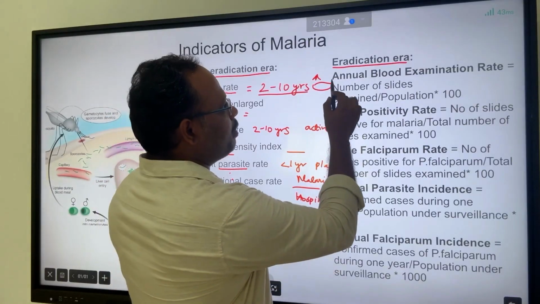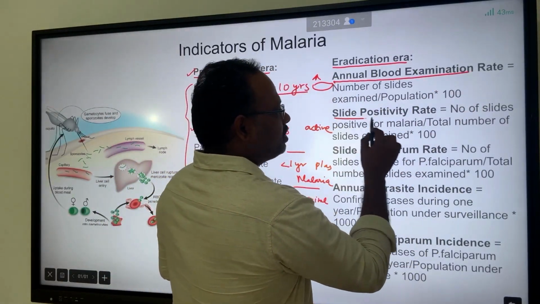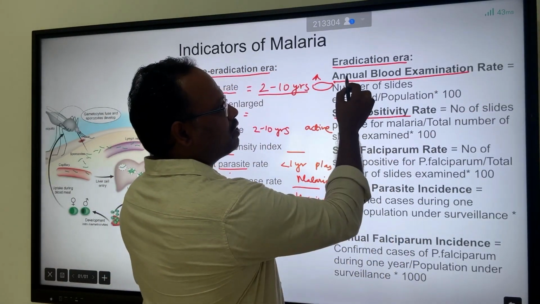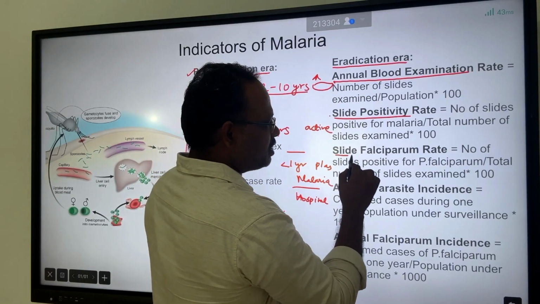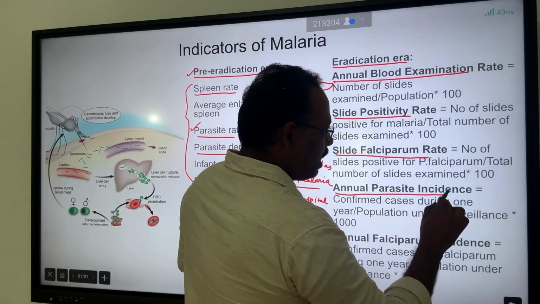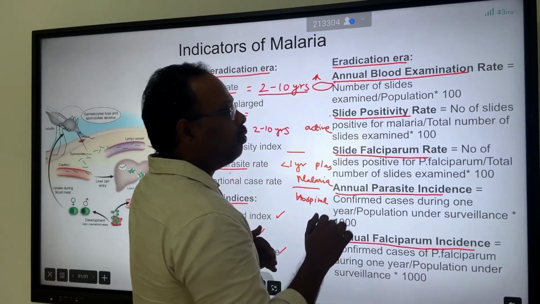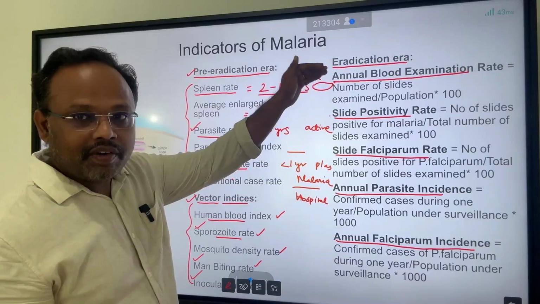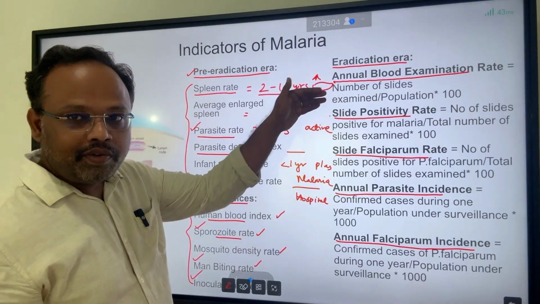Number 1 is the annual blood examination rate, or ABER. Then slide positivity rate, otherwise called SPR. This is SFR, or slide falciparum rate. This is annual parasite index, or API. This is annual falciparum index, or AFI. Now we need to understand that I have arranged these parameters in a specific order. So I will explain what it is.